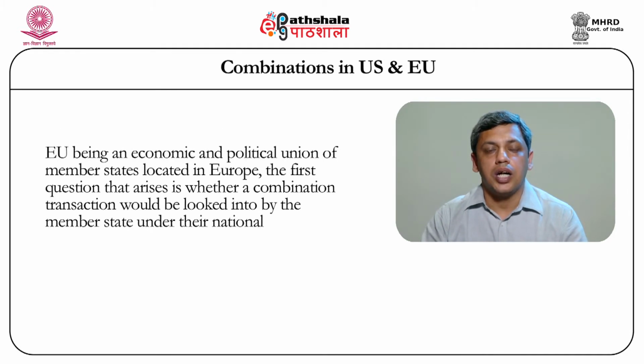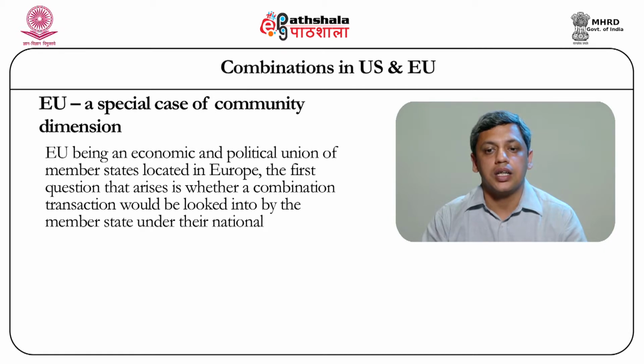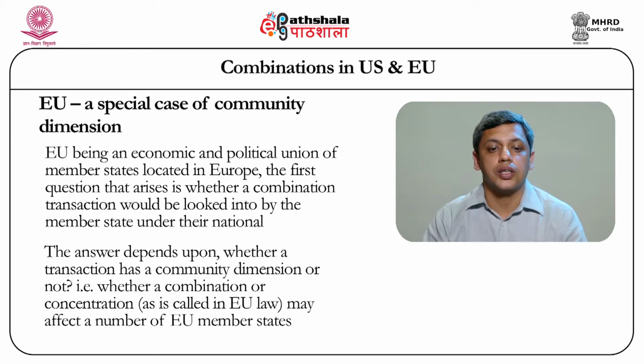Now, there is something very unique about European Union also. This is a case of community dimension. As we know, European Union is an economic and political union of member states located in Europe. The first question that arises here is whether a combination transaction would be looked into by the member state under their national competition law or the European Commission, that is the executive body of European Union. The answer depends upon whether a transaction has a community dimension or not. That is, whether a combination may affect a number of EU member states.